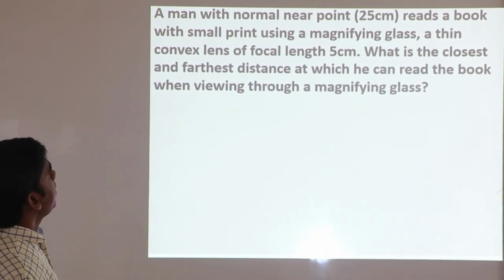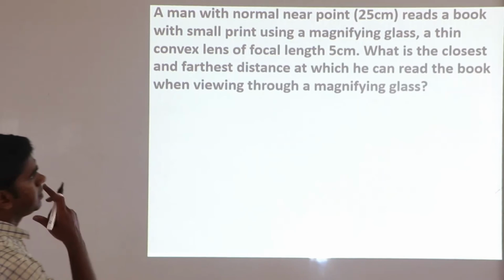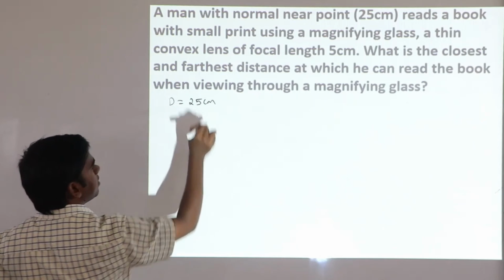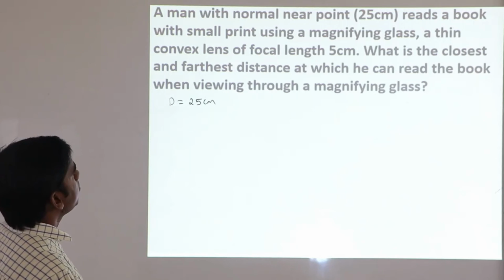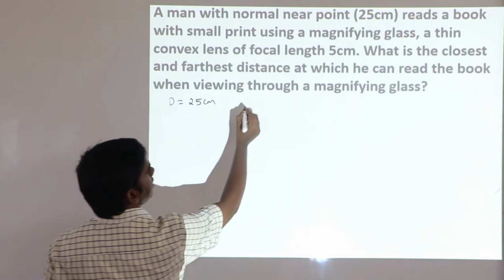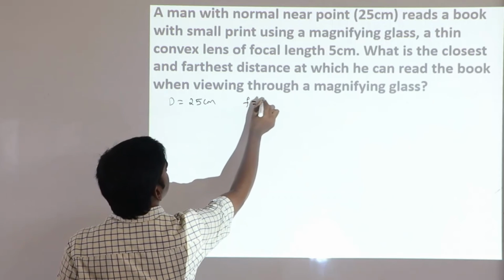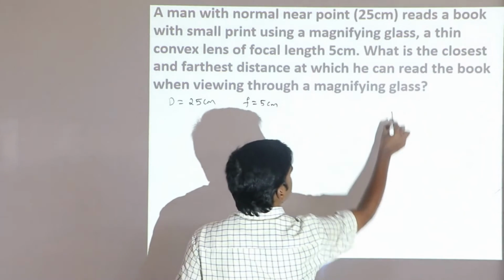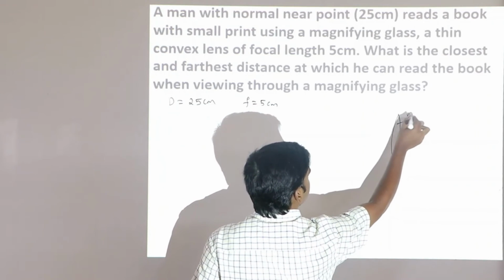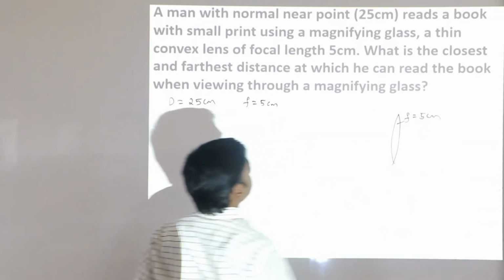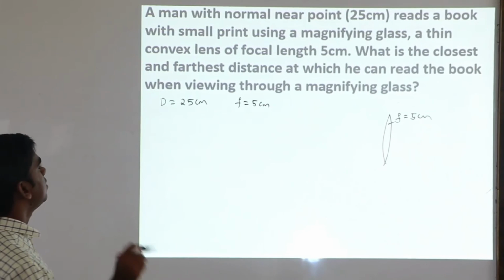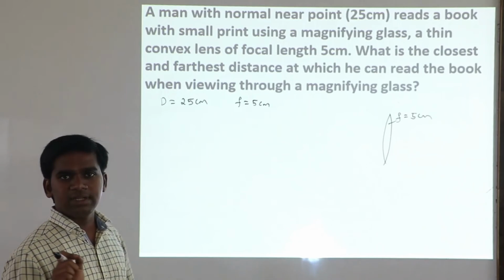So next question, a man with normal near point reads a book. Normal near point D equals 25 centimeter. He reads a book with small print using a magnifying lens of focal length 5 centimeter. So they are using a magnifying lens, just a convex lens of focal length, say, 5 centimeter. What is the closest and farthest distance at which he can read the book when viewing through the magnifying glass?